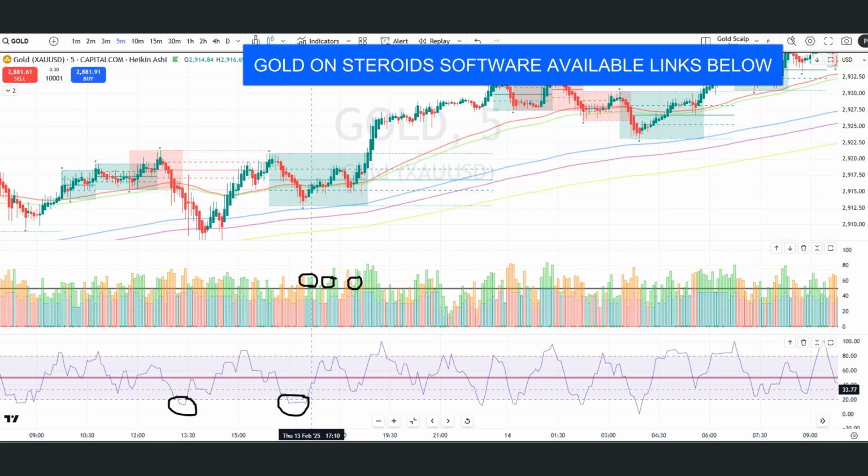Now if you don't get in here at this point, then you've got another opportunity as the money flow comes back out of the market and then comes back in. Wait for the price to move above the 50. It does come down again and then moves back up above the 50. So this is very, very common.